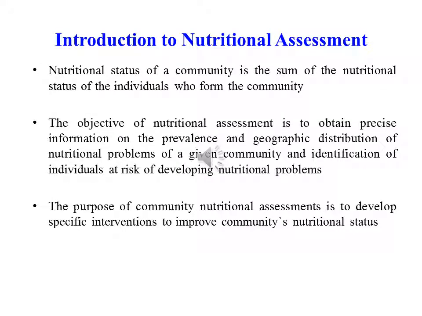Nutritional status of a community is the sum of the nutritional status of individuals who form that community, including people from all age groups. The major objective of nutritional assessment is to obtain precise information on the prevalence and geographic distribution of nutritional problems in a given community, and identification of individual risks of developing nutritional problems like malnutrition or overnutrition in the form of obesity. The purpose of community nutritional assessment is to develop specific interventions to improve the overall community's nutritional status.